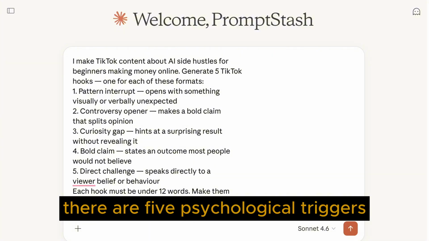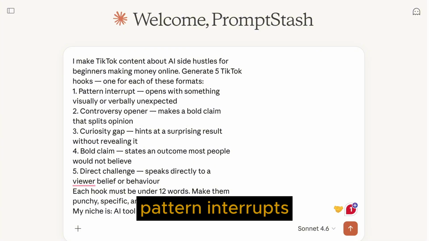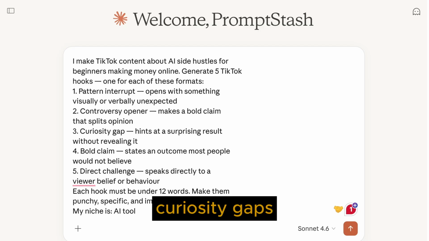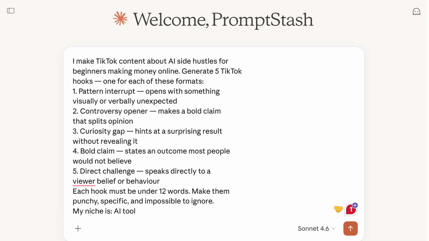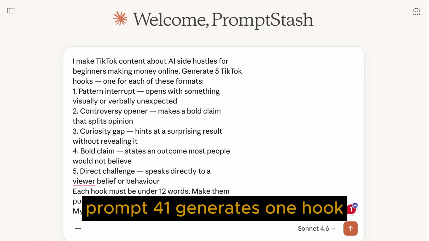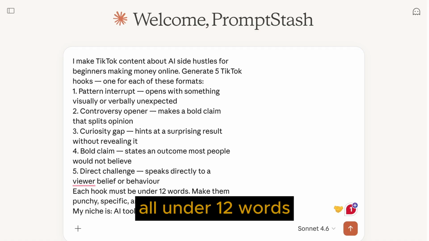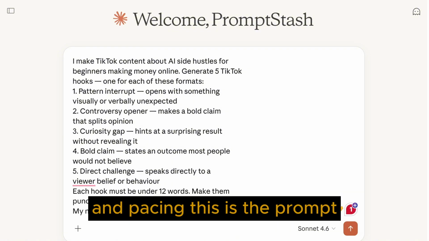There are 5 psychological triggers that reliably create that feeling. Pattern interrupts, controversy openers, curiosity gaps, bold claims, and direct-to-camera challenges. Prompt 41 generates 1 hook in each of those 5 formats, all under 12 words, all written specifically for TikTok's audience and pacing. This is the prompt.